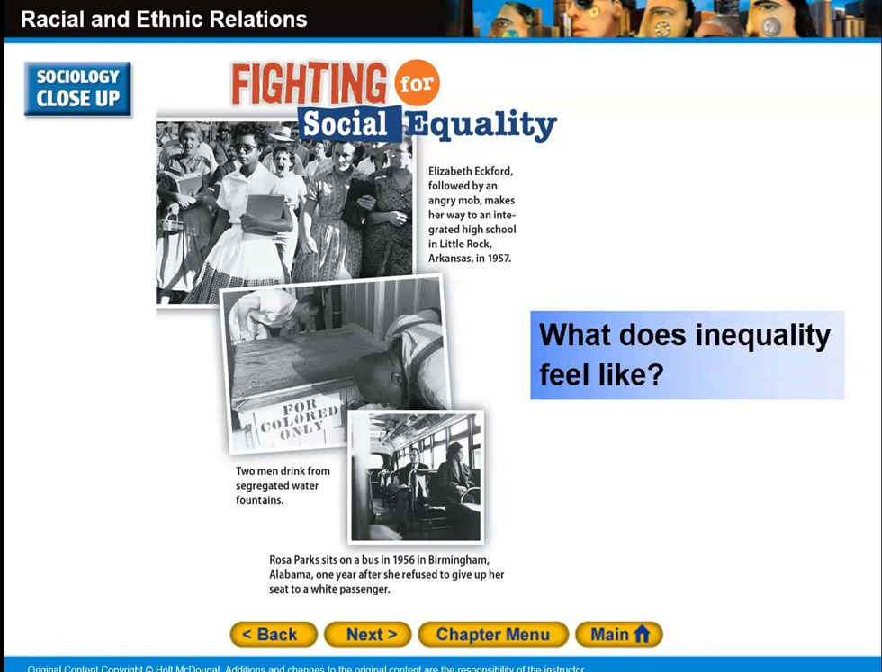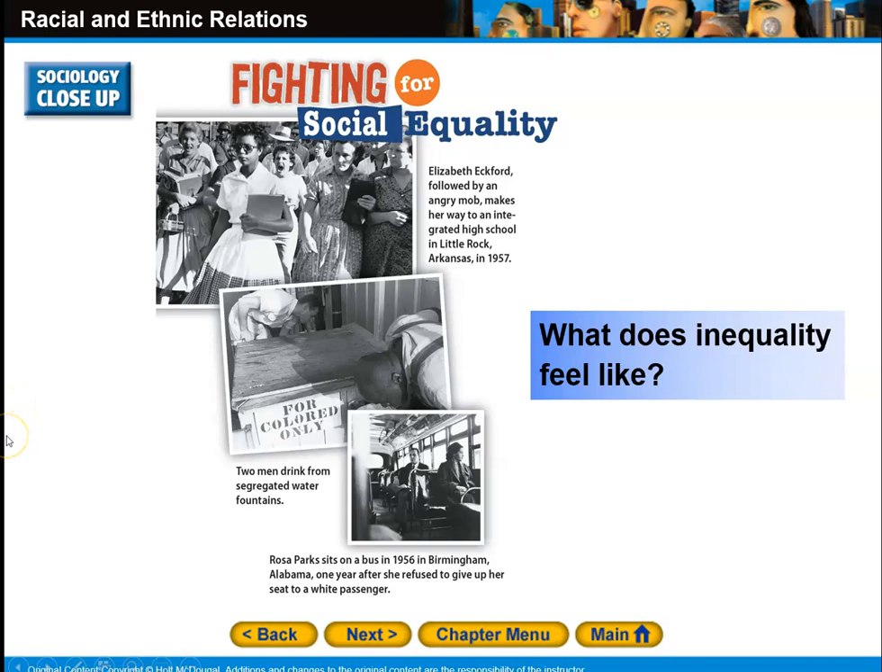So what does inequality feel like? Here you see pictures of people who experienced segregation. Elizabeth Eckford, followed by an angry mob, makes her way into an integrated high school in Little Rock, Arkansas in 1957. Here, two men drink from segregated water fountains. Okay, so they're getting water from the same water source, but they have to have different fountains.